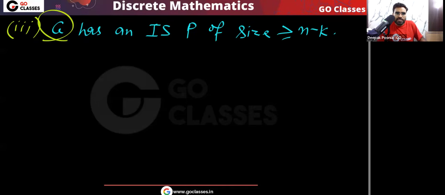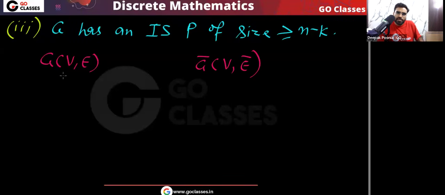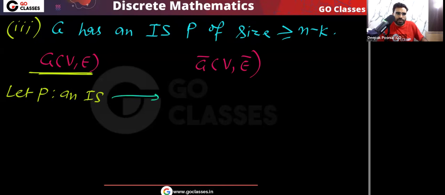You can see in the graph G, if P is an independent set, then in the G complement, this P will become a clique. Yes or no? Very simple point. You already know that the graph G is (V, E), and this is G complement, (V, E complement). So if P is an independent set in G, then in G complement this P will become a clique.